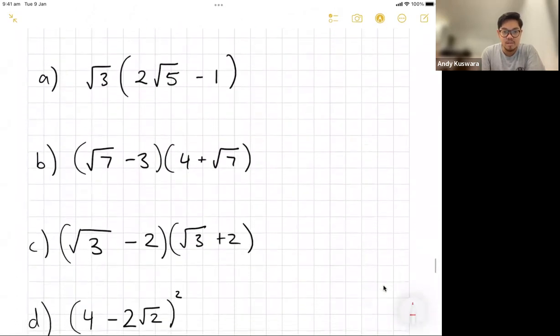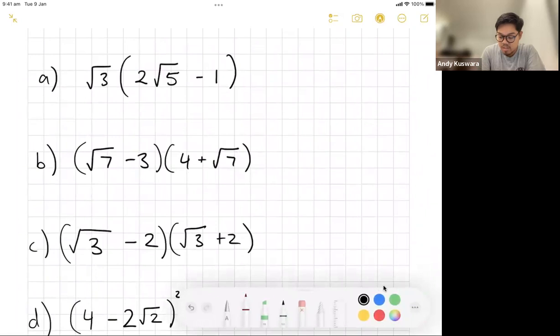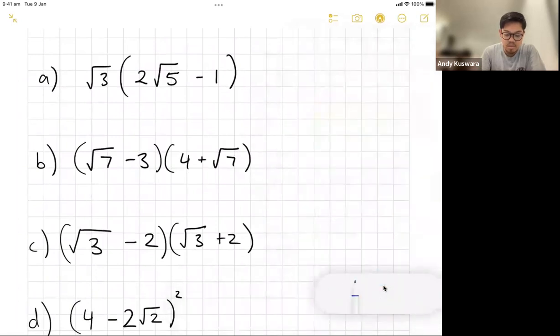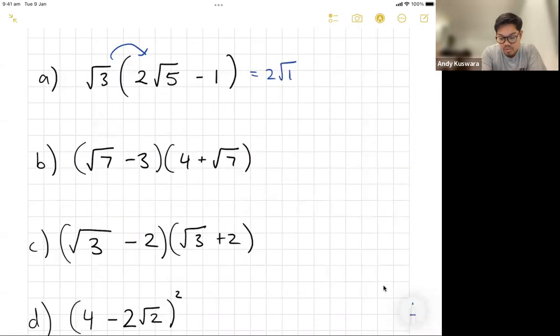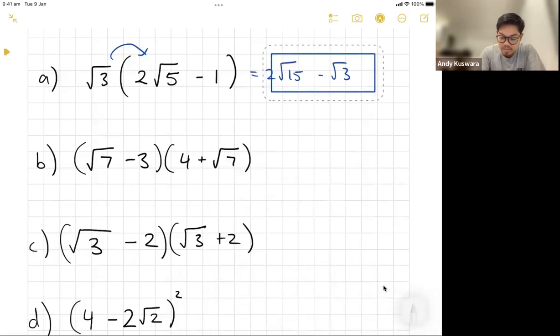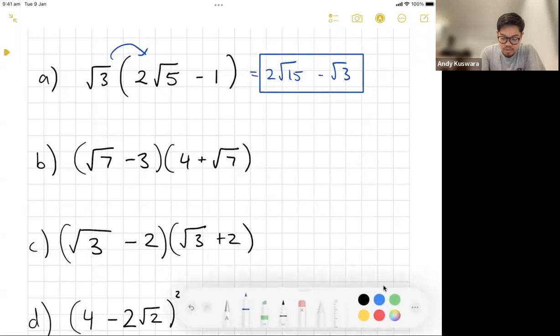Now, if I take a look at these expansions, we just expand as usual. So root 3 times 2 root 5 is going to be 2 root 15, take away root 3. And in this case here, I'm happy to leave my answer there because I can't really simplify that any further. It just is what it is.